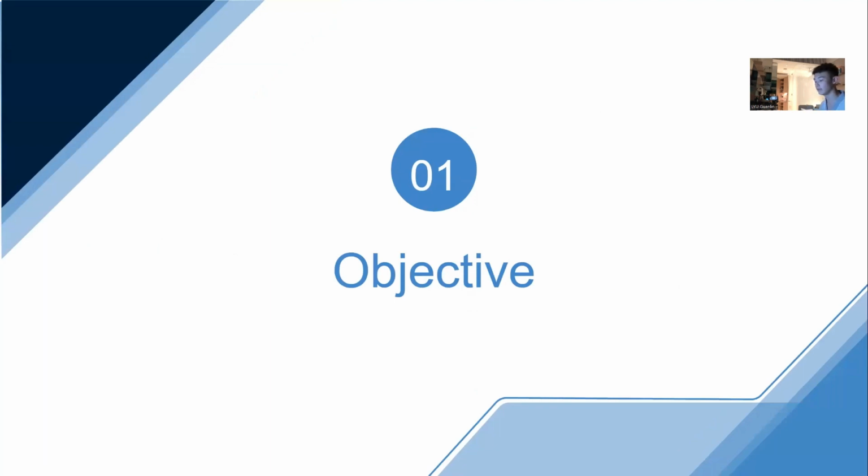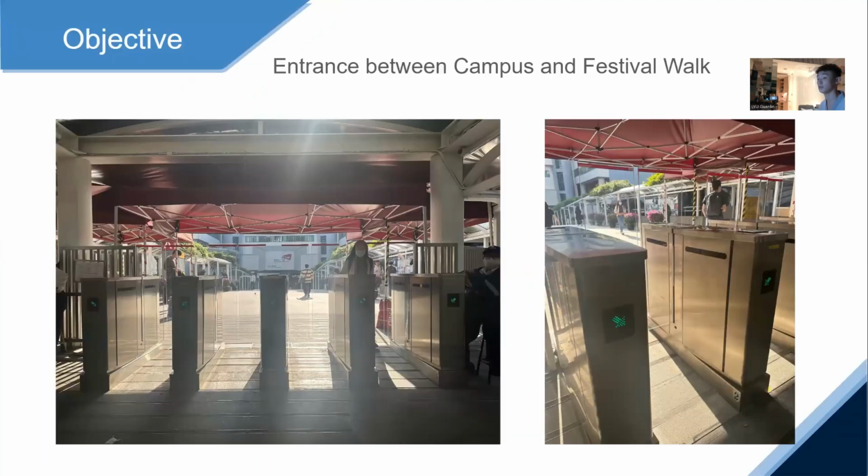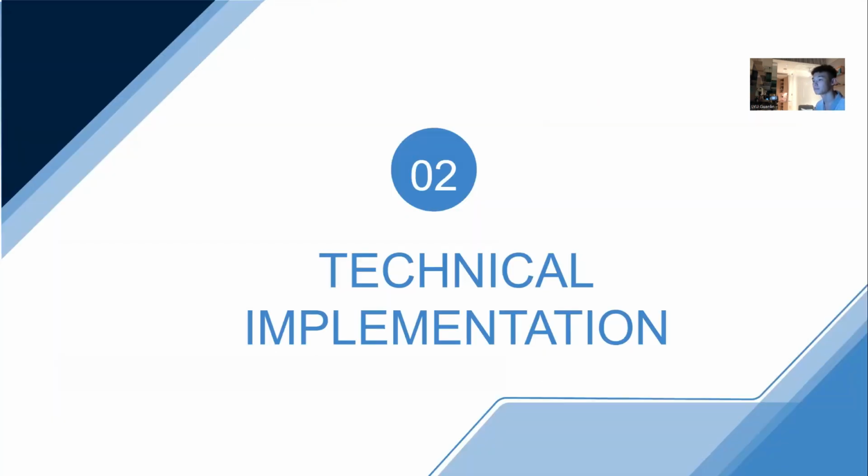For the objective of our project, as you can see, these 2 photos show our entry system between the festival walk and our campus. As a student of CTU, you may notice that this entry system is not very efficient, and sometimes it lacks security and safety. So our aim is to improve the current entry system between the campus and the festival walk. Let us move on to the technical implementation part.